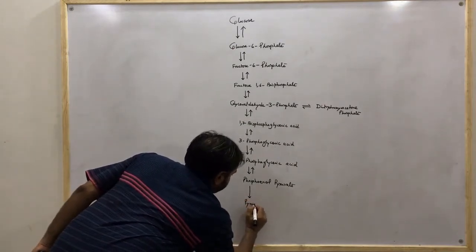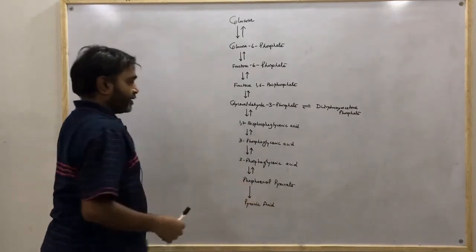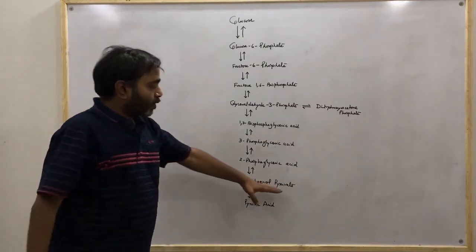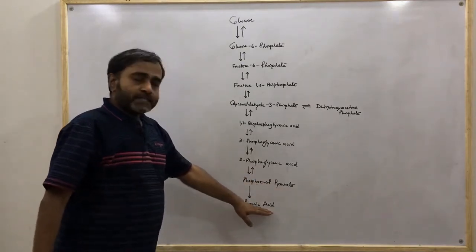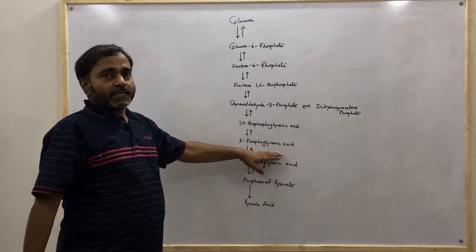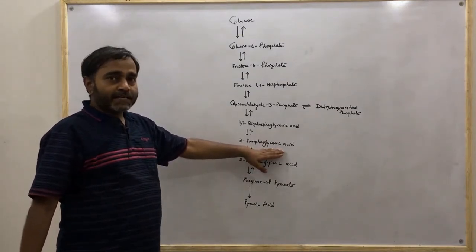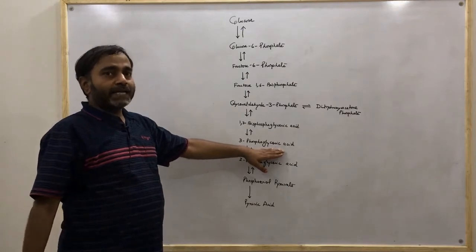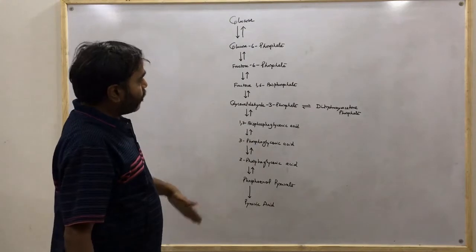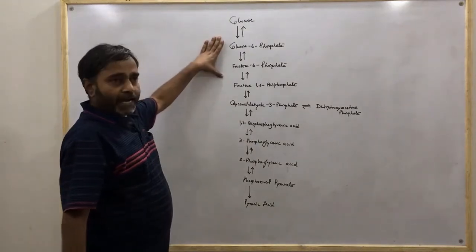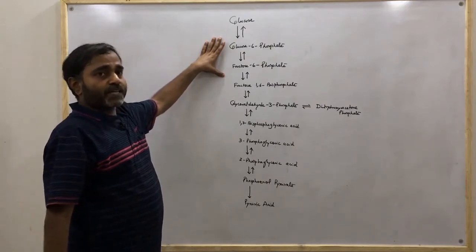Pyruvic acid or pyruvate. Suppose I am calling it pyruvate, it means its ionic form. Likewise, if you are writing pyruvic acid or glyceric acid, it is not the ionic form. If you are writing glycerate, it will be the ionic form. And I already told you the structure of glyceric acid. So this is the overall pathway, and now I will write the enzymes which are associated with the specific steps.